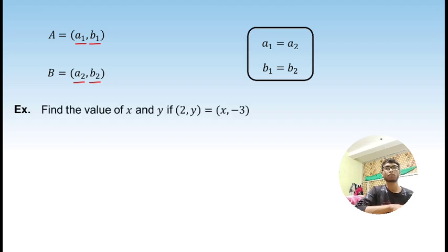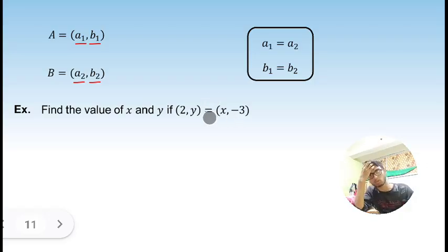Example: find the value of x and y. So here we are saying this x and this x will be equal, 2 plus x, and y plus 2 is equal to x, and here y is equal to minus 3. So here we have the value of y as minus 3 and the value of x as 2. This is what we are saying.